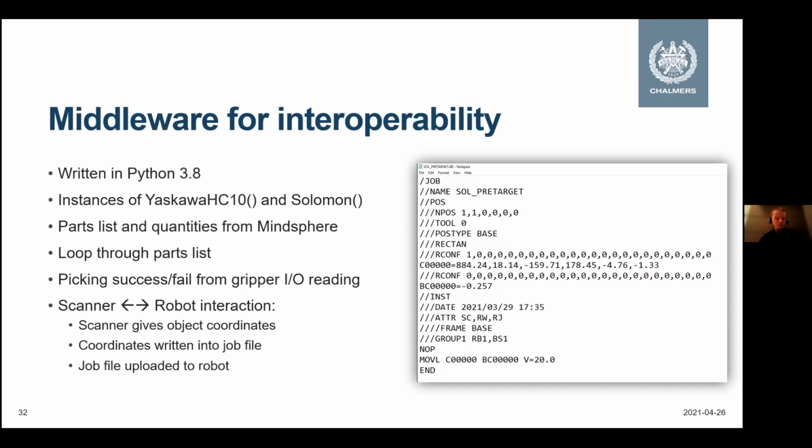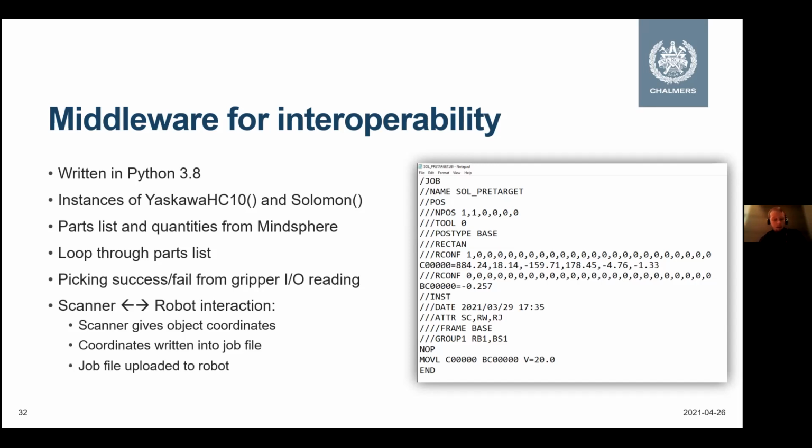We read whether a pick has been a success or fail based on the gripper IO signals. So if the gripper is fully closed after picking, we know that we have missed the component. And similarly, if we have closed the gripper but it's not fully closed, then we know that we have something in the fingers. So we regard it as a success.